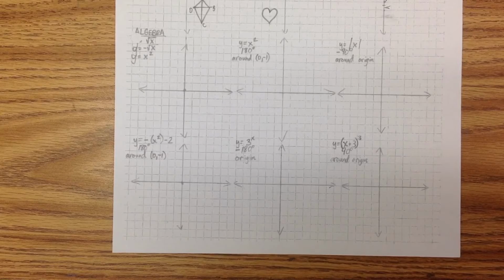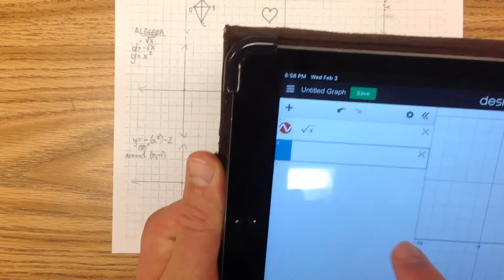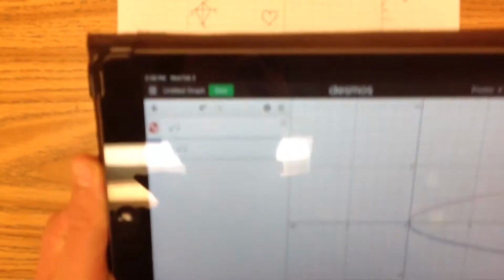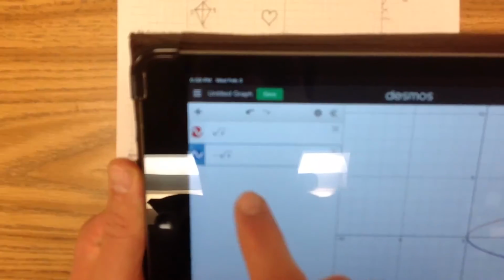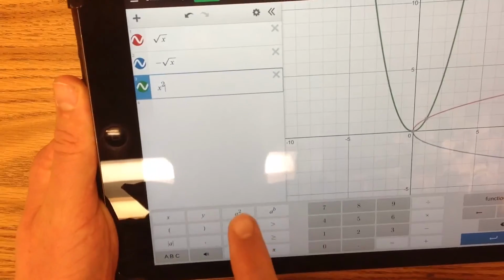Now for these, we're going to use Desmos again. And using the graphing function of Desmos, we're going to determine what rotational symmetry it has, or what rotation it has. So for the first one, it's square root of x. So down here, square root of x and negative square root of x. So use the minus sign. Square root of x. So it looks like that. So I have that shape, and I have x squared. Squared button is right there.